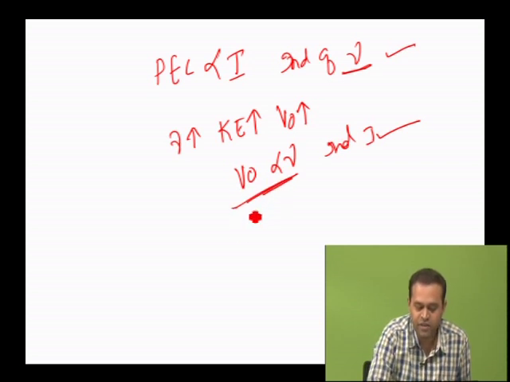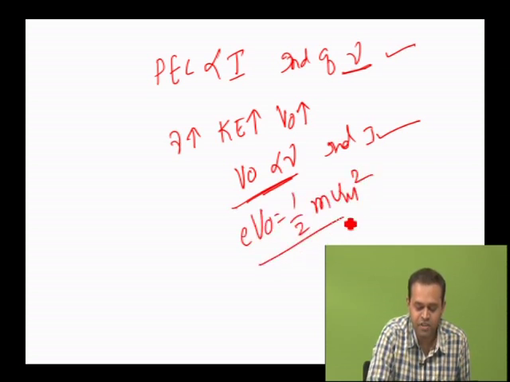Then the significance of stopping potential is to measure the maximum kinetic energy. Therefore, e into V naught is equal to half into m into Vm square. This is also very important.